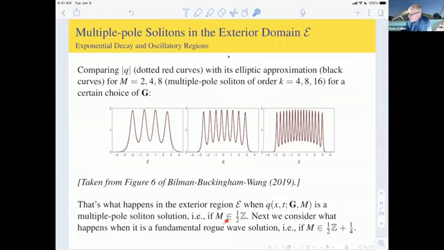That means m is a half integer. Now I would like to change gears and talk about what happens if m is a quarter away from a half integer. That's the other quantized situation: the fundamental rogue wave solution case.